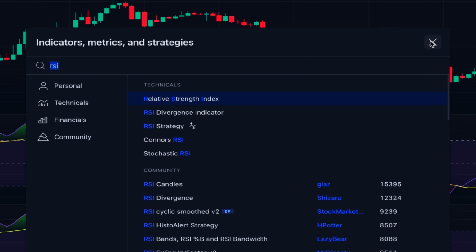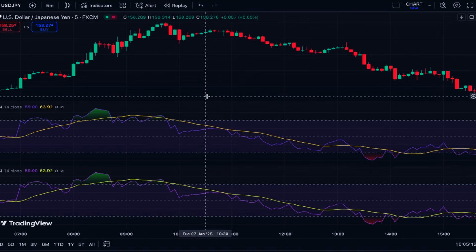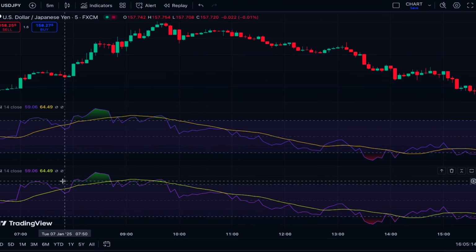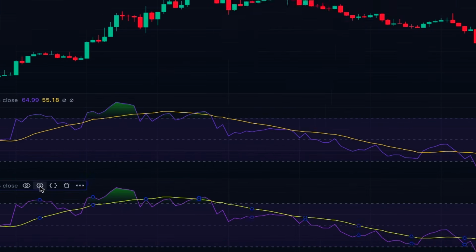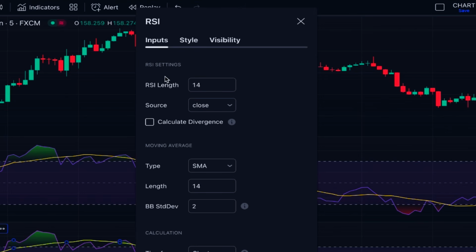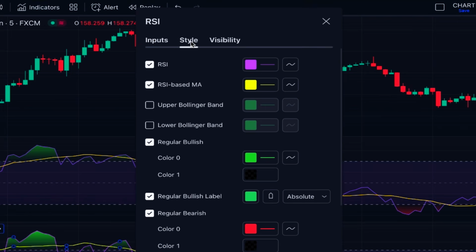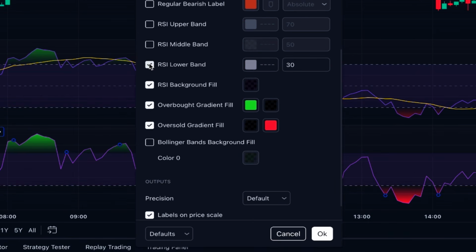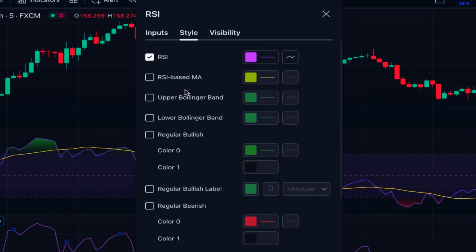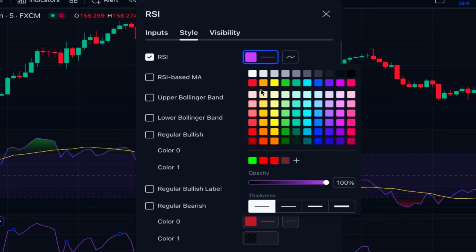In the next step, we need to change their settings and combine them together. For the RSI at the bottom, here we click on the settings, and here in the inputs tab, for RSI length, we set it at 5. And then here in the style tab, except RSI, we remove everything else that we have here. And finally, for the RSI line, we change the color to red.